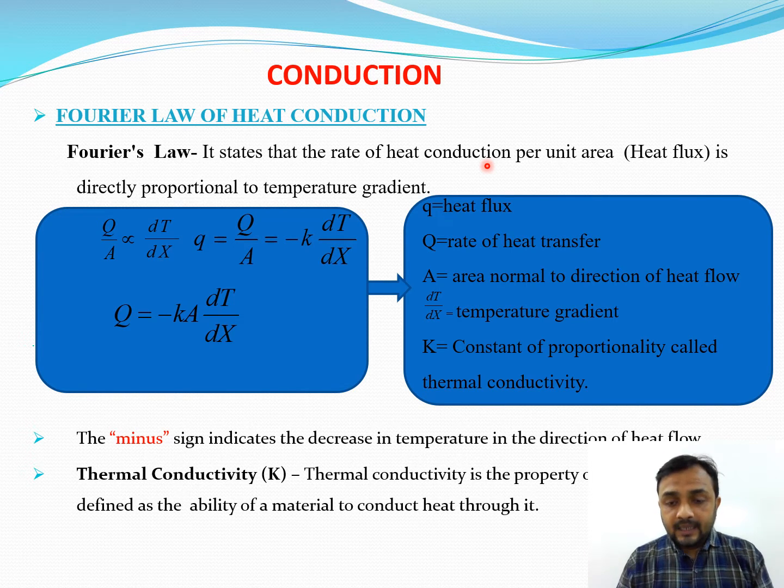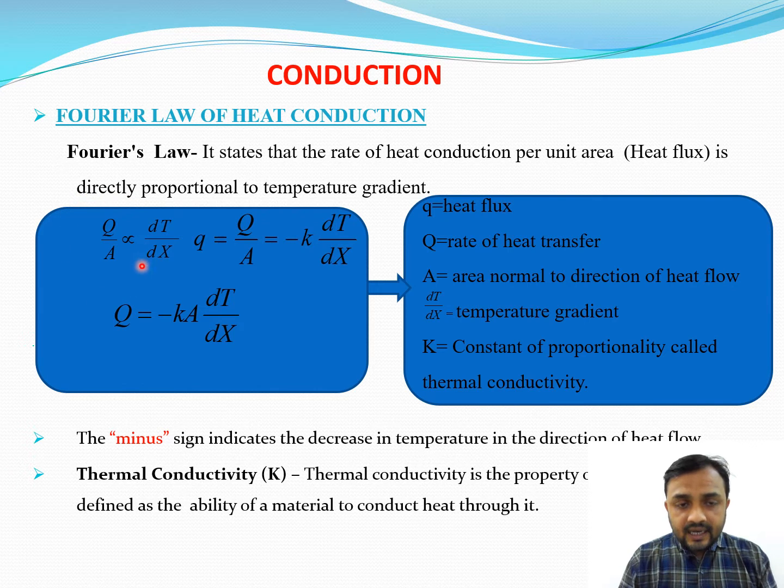Again, I will repeat this statement. What does Fourier's law state? This law states that the rate of heat conduction per unit area, that is the heat flux, is directly proportional to the temperature gradient. Let us see. Q divided by A, Q is the heat transfer, A is the area, is directly proportional to dT by dx. This dT by dx is known as the temperature gradient.